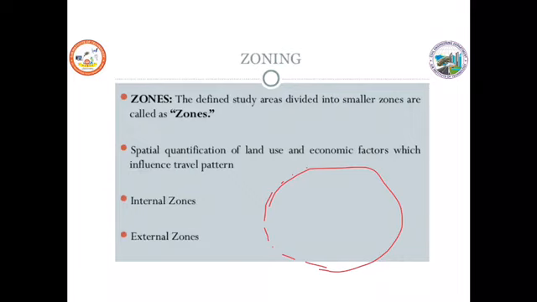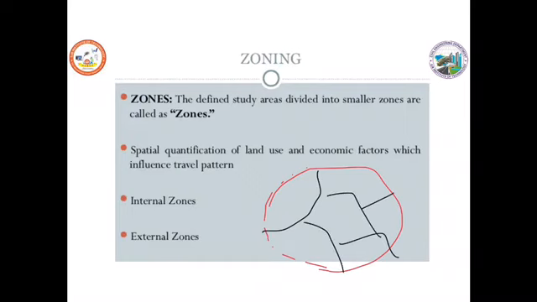So to make our data collection easy and convenient, we will divide the entire study area into smaller areas, which we call zones. Zones are nothing but the division of the study area into smaller areas. And how will the zoning be done?